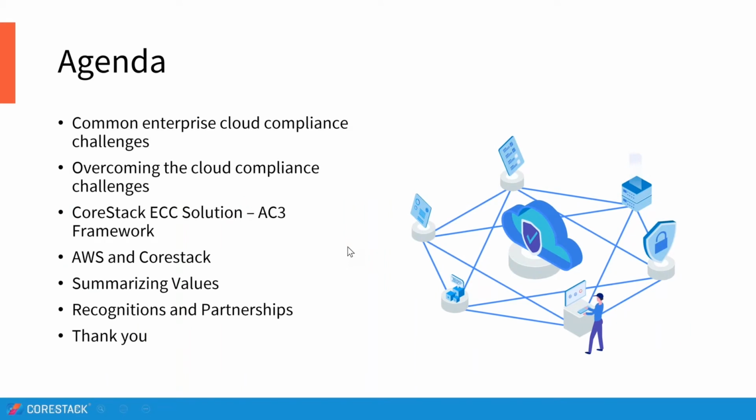Quickly, the agenda: we'll briefly talk about the challenges. Probably most of you have heard them multiple times. Analysts have said it again and again, and enterprise users are already feeling it. We'll talk about how to overcome it in 1, 2, 3 steps. What is CoreStack's AC3 framework? And we'll talk about Enterprise Cloud Compliance. That's our package name. And how do we integrate? Not necessarily going into the technical side of it, but how do you go to the marketplace and leverage the power of marketplace and CoreStack together, and summarizing some of our values.